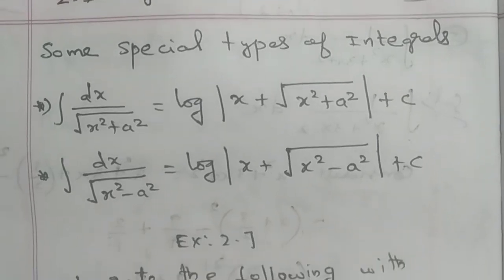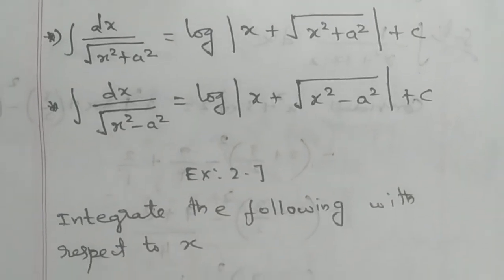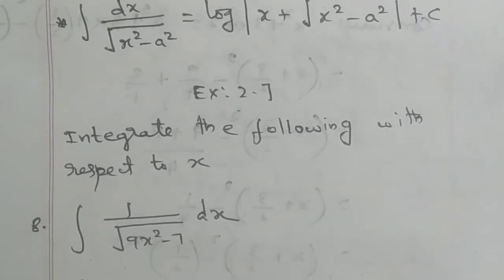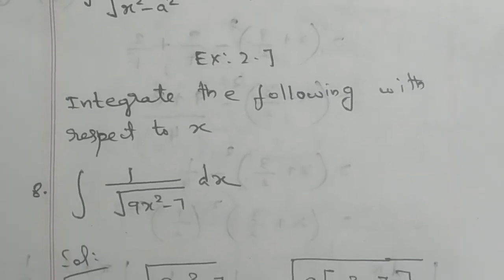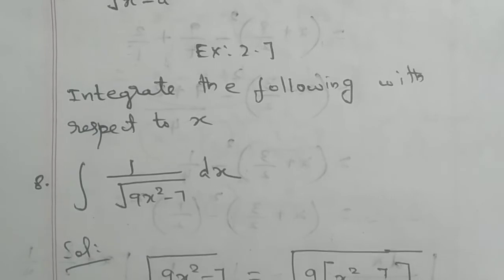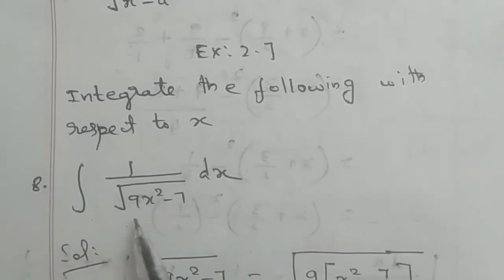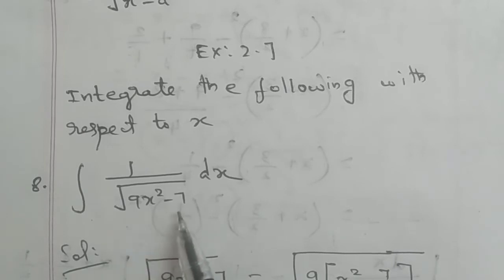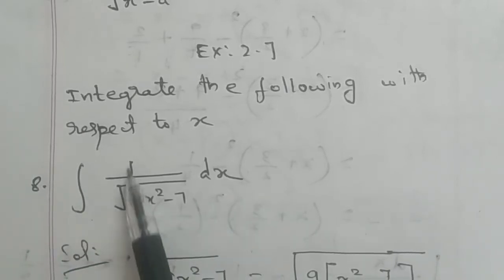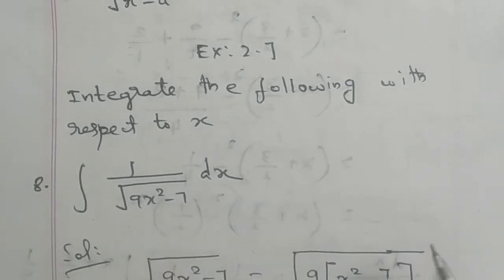Exercise 2.7. Integrate the following with respect to x. Question number 8. Integral of 1 by square root of 9x square minus 7 into dx.